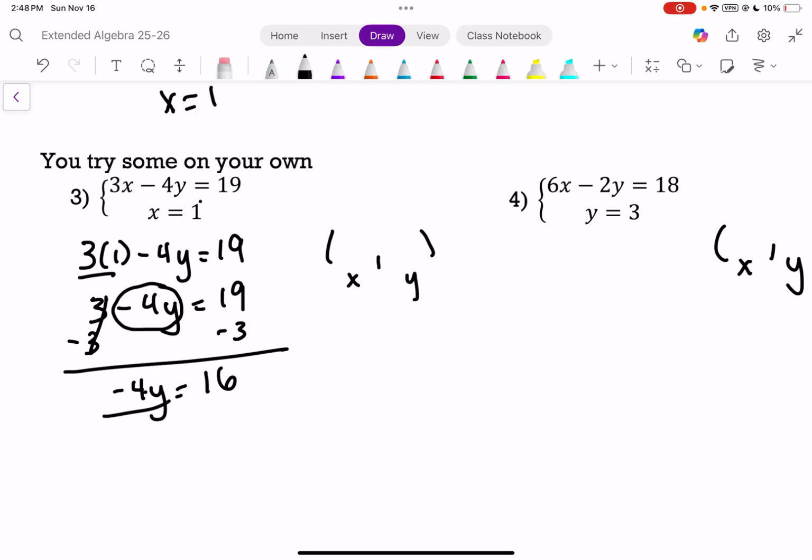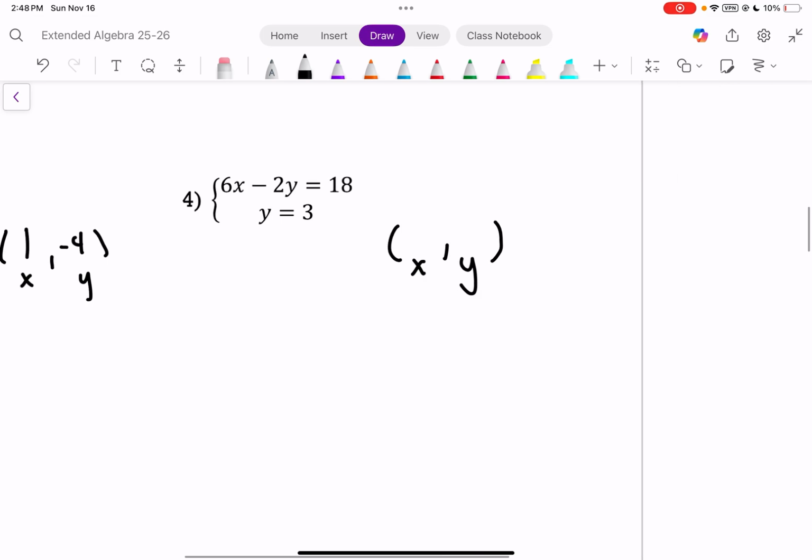This is a multiply, so I'm going to divide by negative 4. Remember, that's a negative 4. So y would equal negative 4. So in my final answer, I need a number for x and a number for y, so I'd have (1, -4).